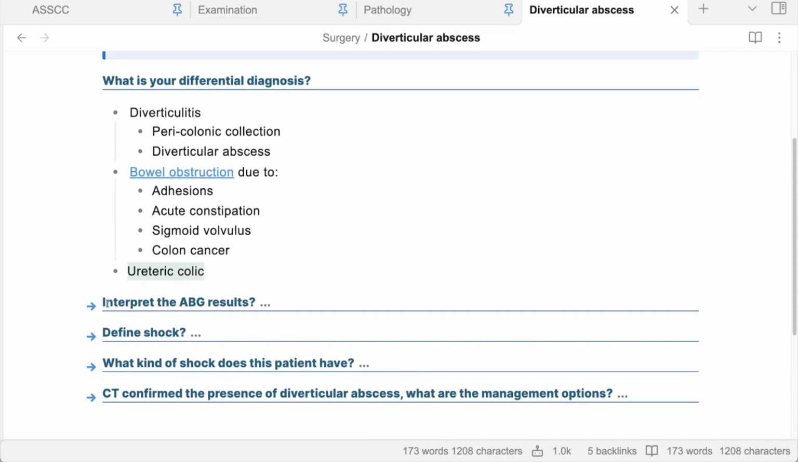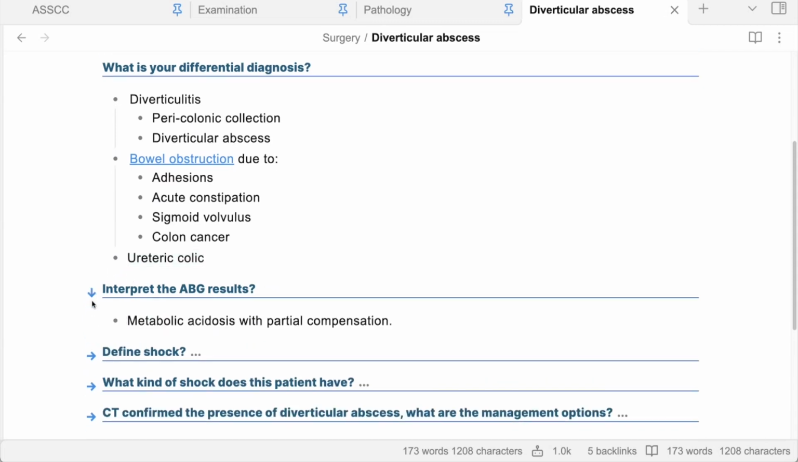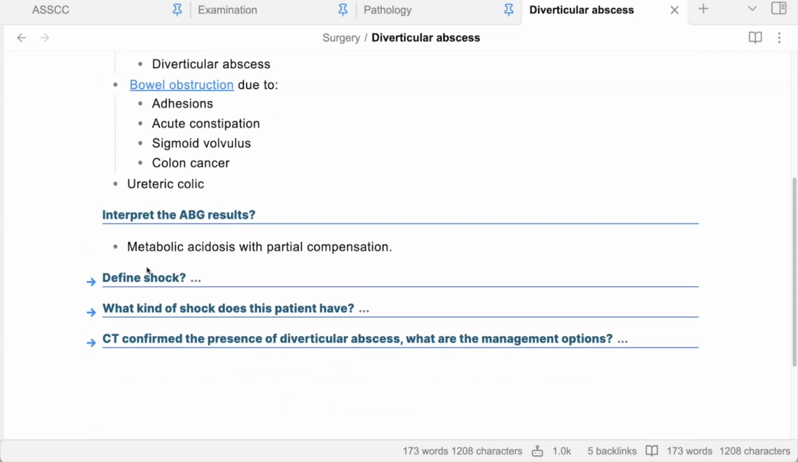Well, let's say you had ABG results and it showed metabolic acidosis with partial compensation. Are you able to define shock for me? Shock. It is a decreased... the body needs due to reduced perfusion and oxygen.